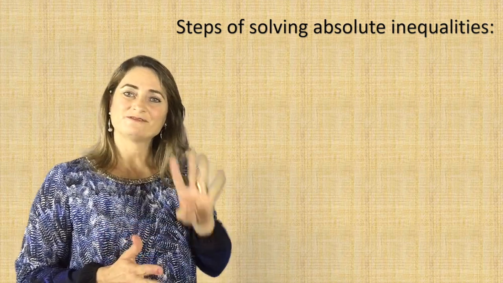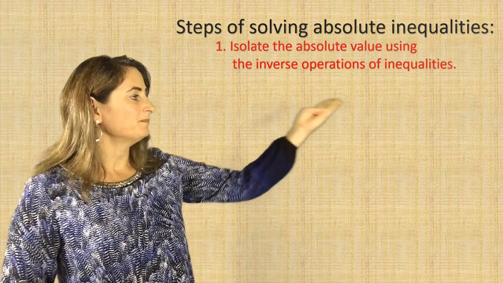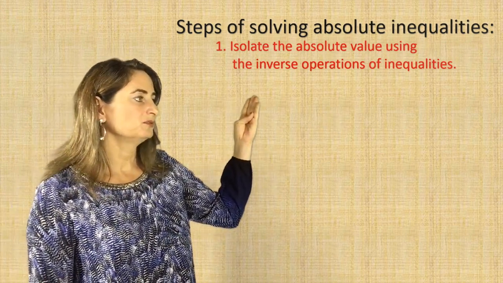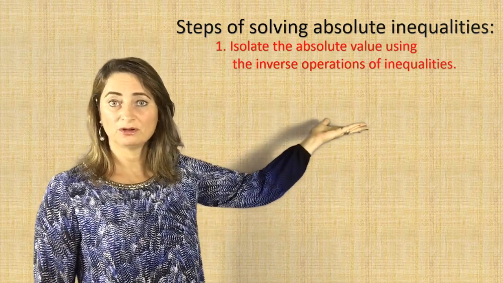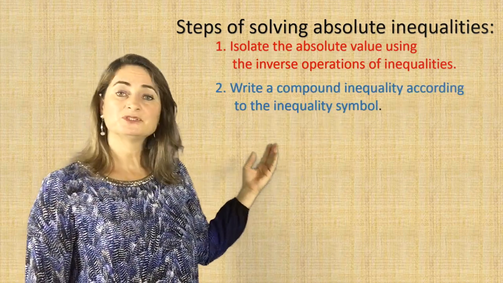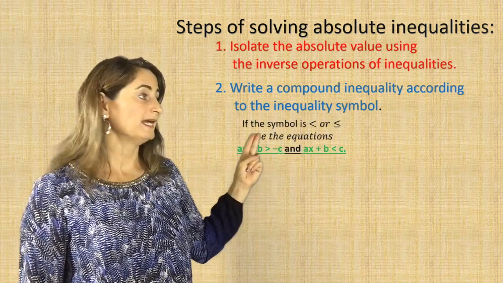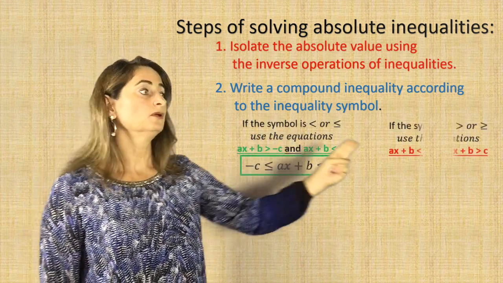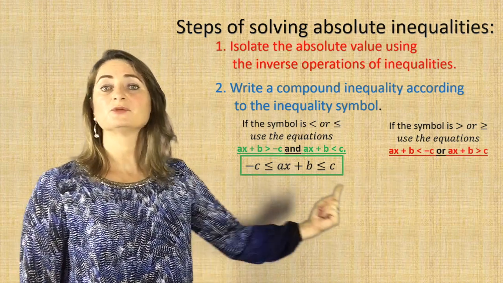Now I will discuss the 4 easy steps to solve absolute inequalities. Step number 1 is to isolate the absolute value using inverse operations of inequality, which we already know all 4 of them. Step number 2 is to write the compound inequality with the 2 rules when it's less than or equal, or when it's more than or equal. Those are the 2 compound inequalities.